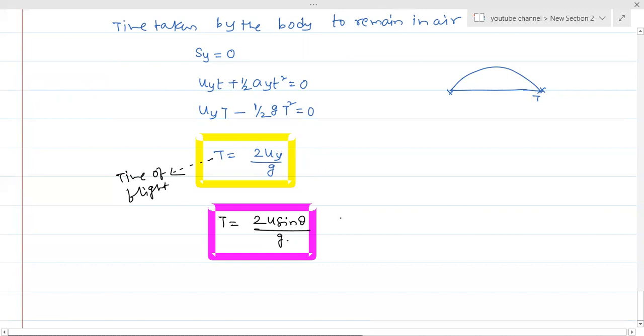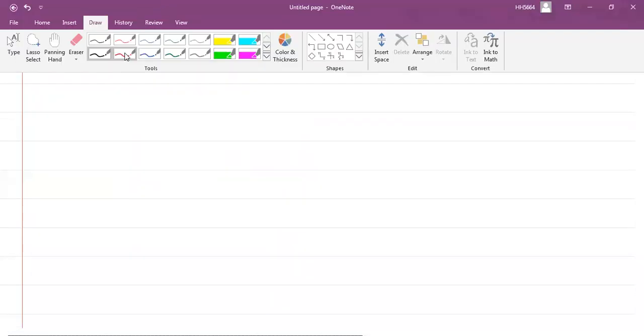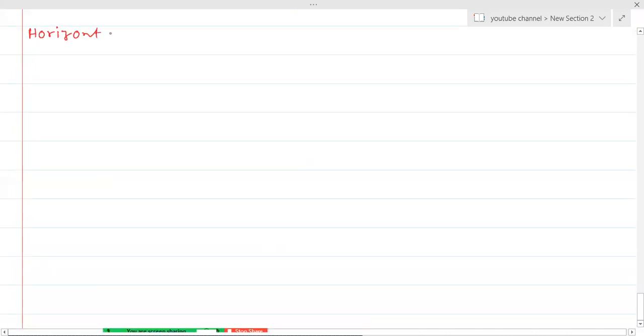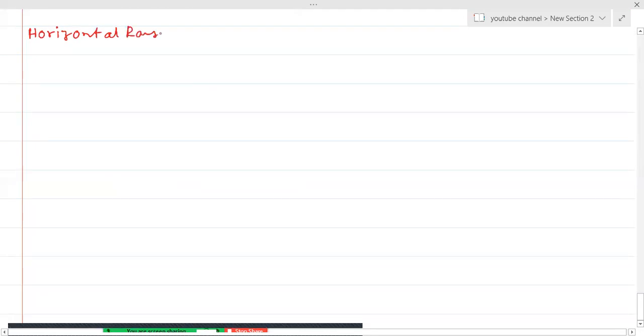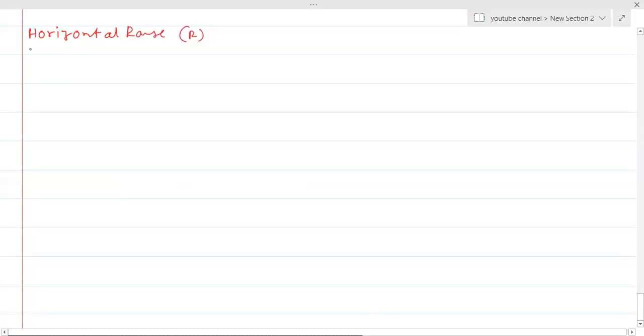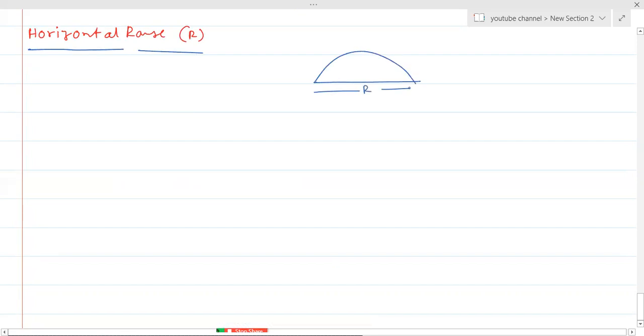Right. So after thinking of time of flight, slowly we think of horizontal range. This is very, very important. Horizontal range R means the maximum horizontal distance that is covered along the x-axis between the point of projection and the point of striking.